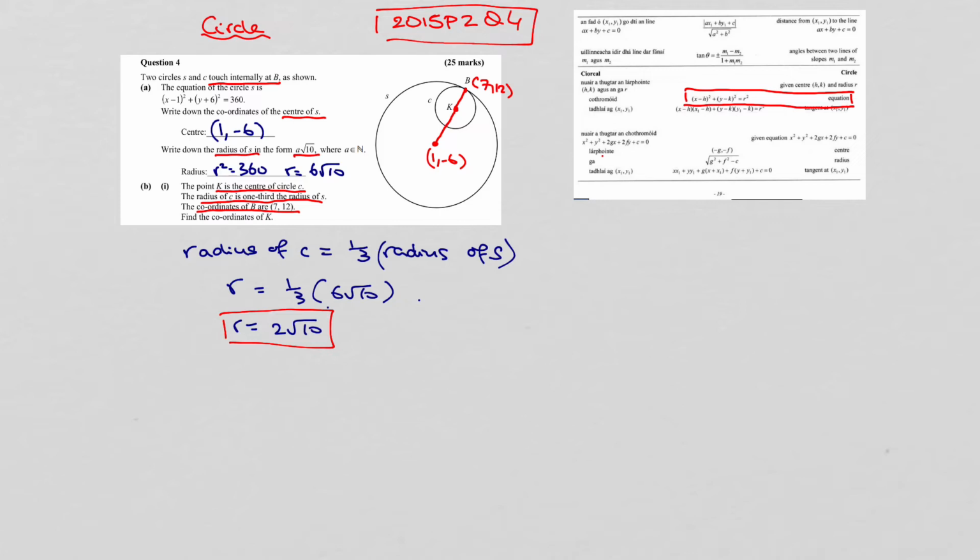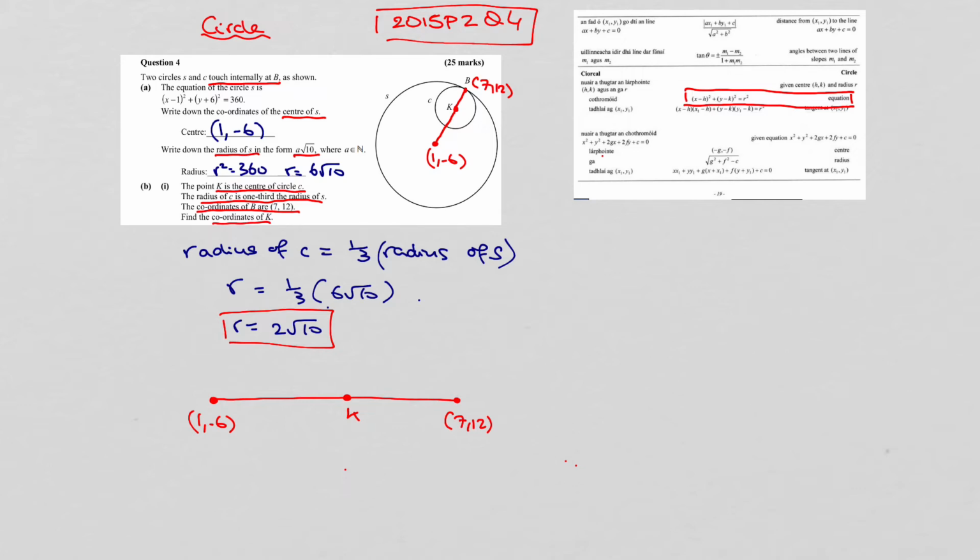They all lie on the same line. So it wants us to find the coordinates of K. So let's just draw out that line there for a second. So we have our centre of S is 1, minus 6. And then we have K, the centre of C, and we have B, which is 7, 12. And we're looking for the coordinates of K.